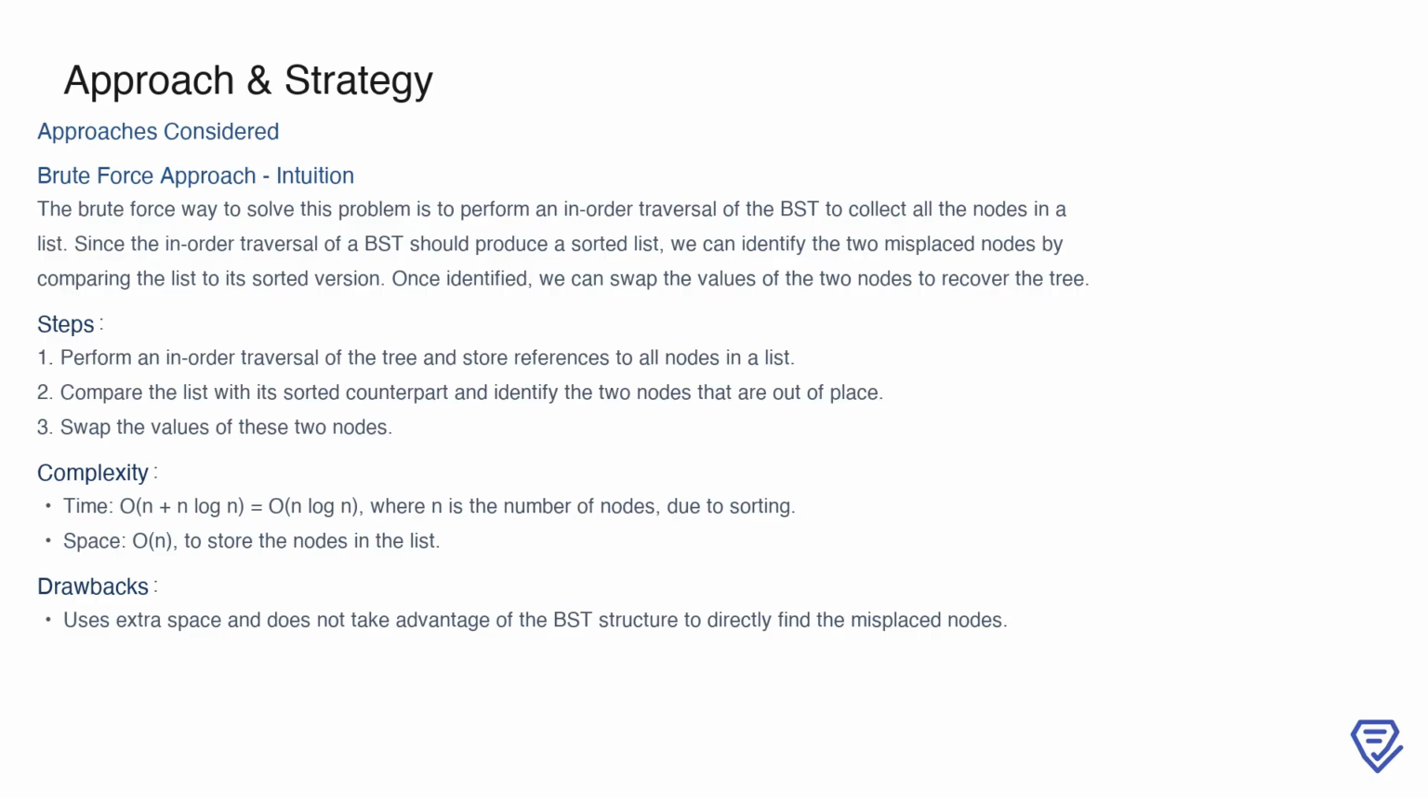The steps are straightforward: traverse the tree in order and store all nodes in a list, compare this list to the sorted version to find the misplaced nodes, and finally, swap their values.